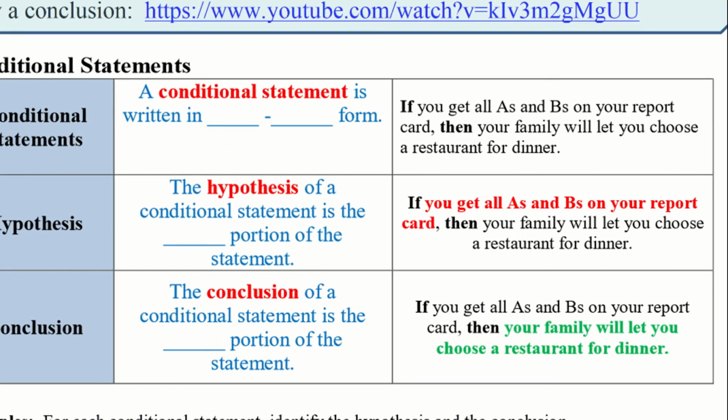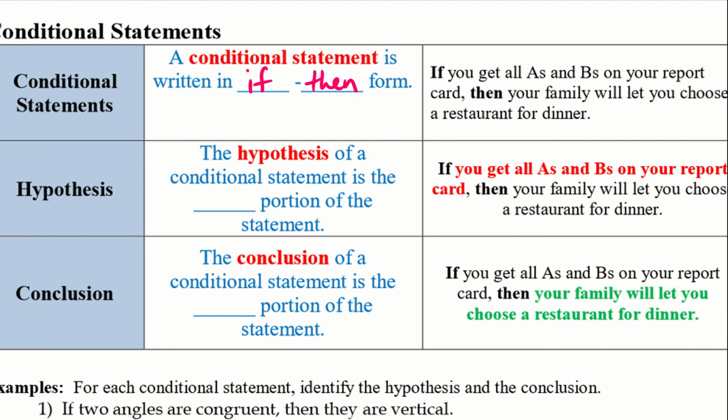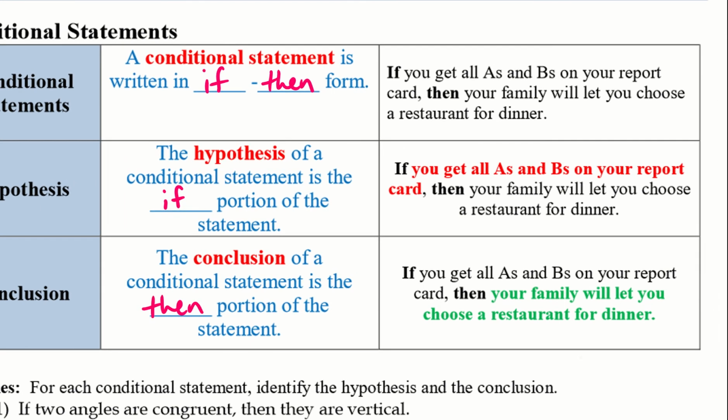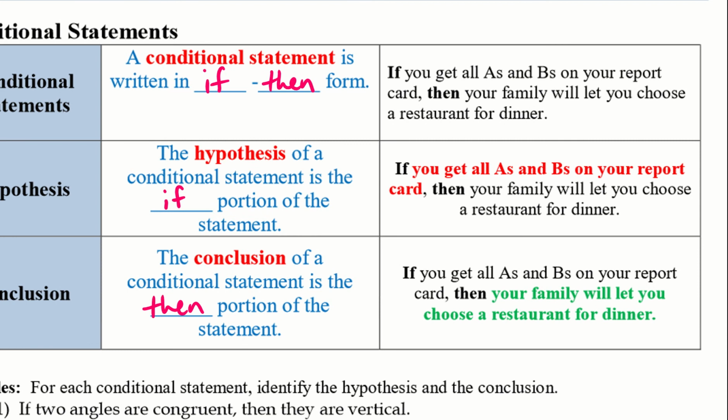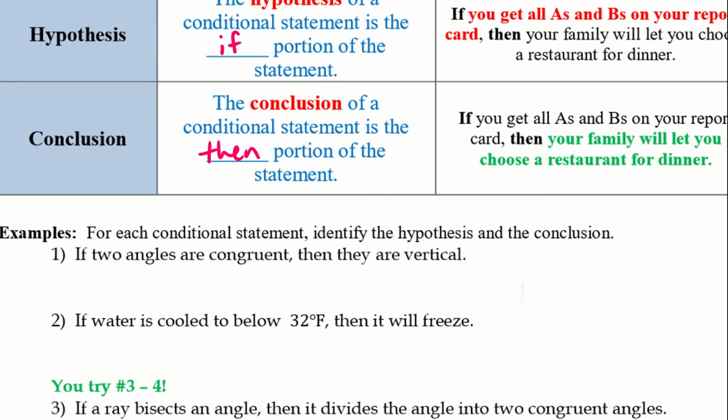So, conditional statement. A conditional statement is written in if-then form. So, if you get all A's and B's on your report card, then your family will let you choose a restaurant for dinner. So the hypothesis of a conditional statement is the if portion. So if you get all A's and B's on your report, that's the hypothesis. Then your family will let you choose a restaurant for dinner. So the conclusion of a conditional statement is the then portion of the statement. So you have your hypothesis with your if, then conclusion with your then.